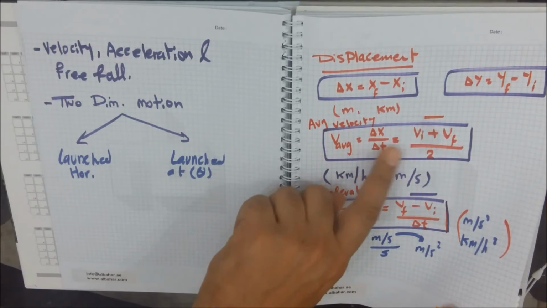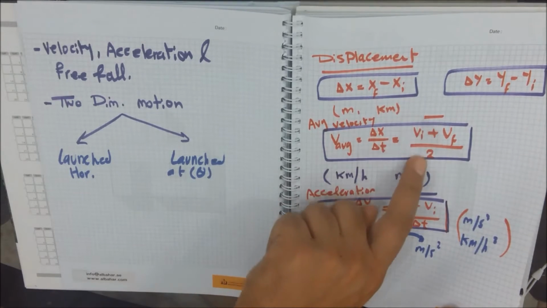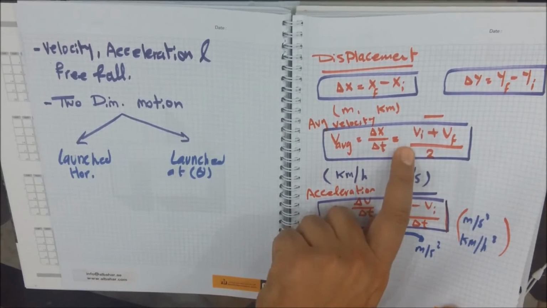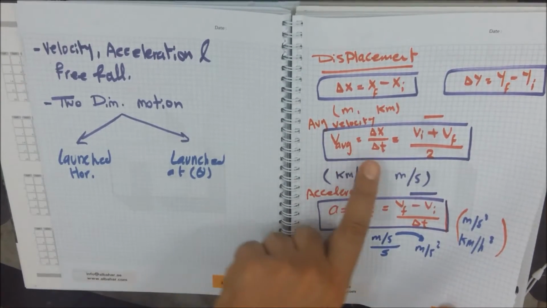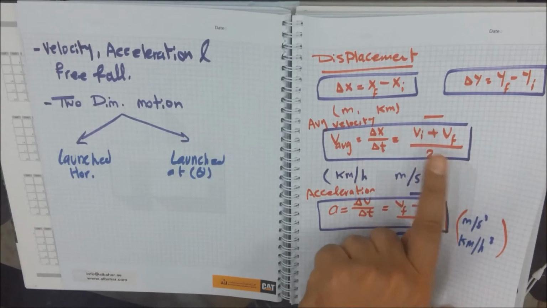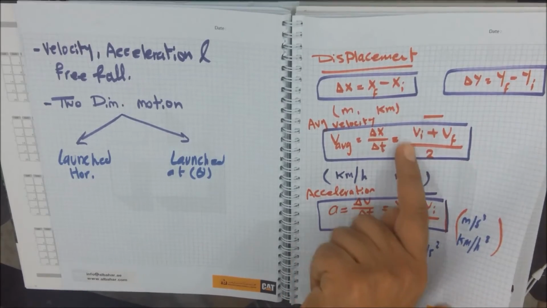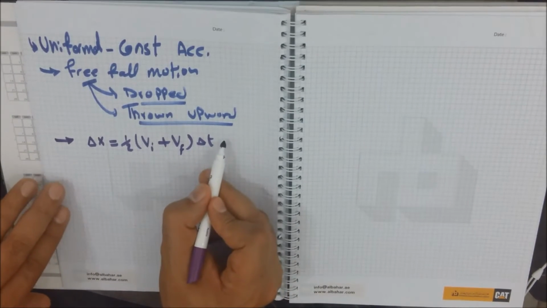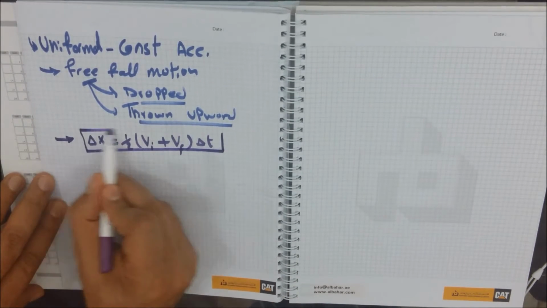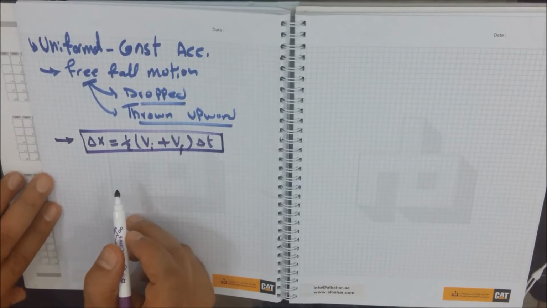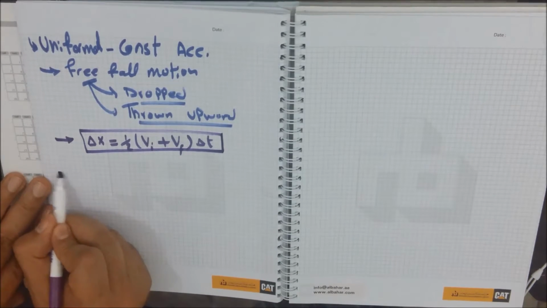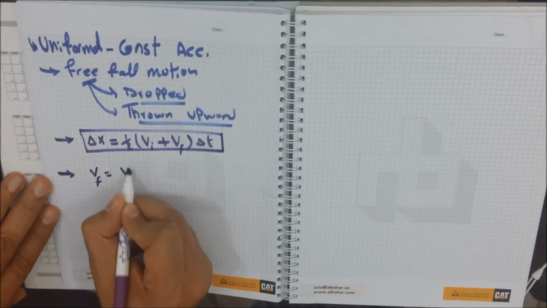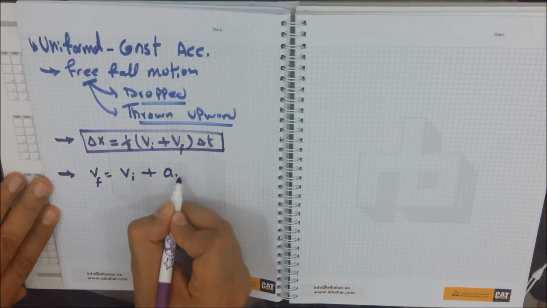Delta x over delta t is equal to vi plus vf over 2. If you cross multiply, or you just put the delta t on the other side, you will find out that delta x is equal to vi plus vf times delta t, and a half in front of the formula. So it is just a rearrangement of the formula of the v average. So this is the first of the kinematic equations. The second one is vf is equal to vi plus a delta t.